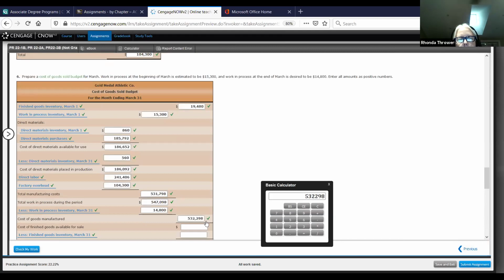Now, once you have the cost of goods manufactured, you're going to add it to your beginning finished goods inventory. This column is totaled together. So I'm going to add 19,480 to this. And that's going to give me 551,778.